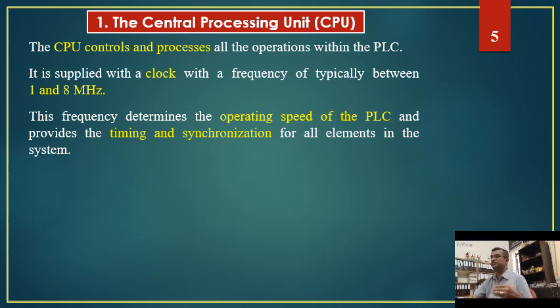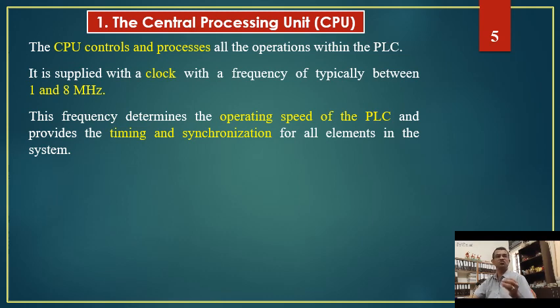As I already mentioned, whether it is a data transfer from and to external memory, or whether it is transfer of the control signal, just everything happens with respect to frequency side. So obviously, if the frequency available is higher, then the time duration is lower and the time required for completion of a job reduces. So that is why often the frequency determines the speed at which PLC works, and it provides the timing and synchronization for all the elements in the system.